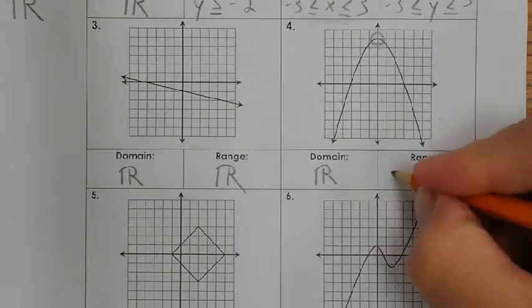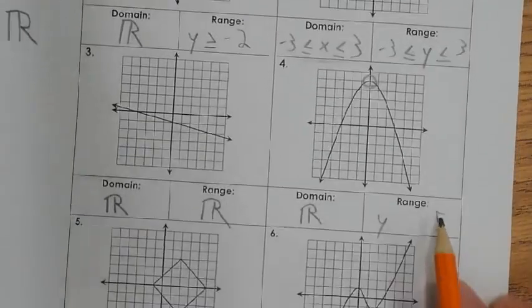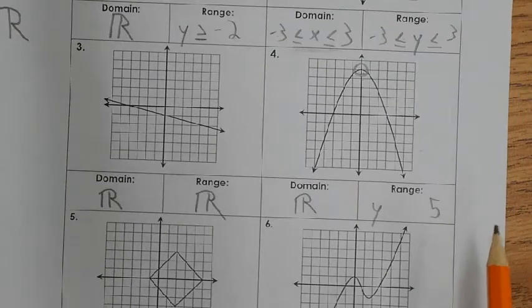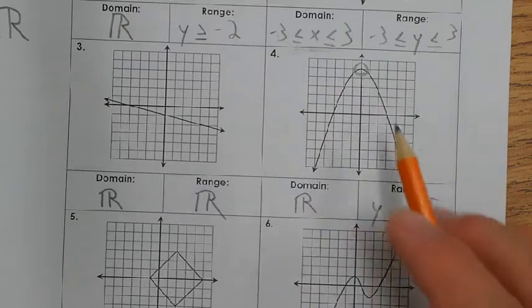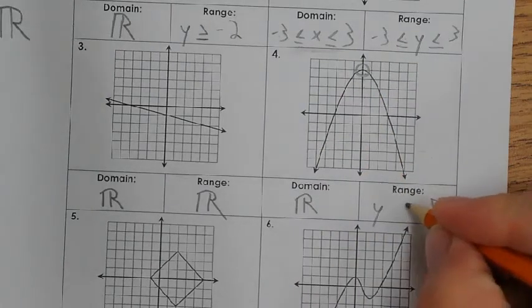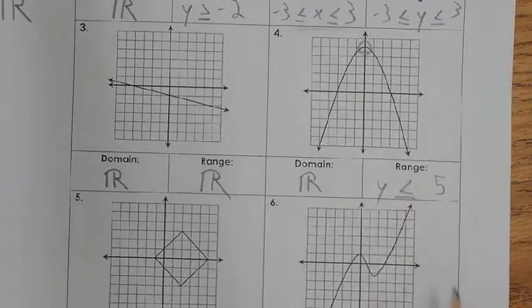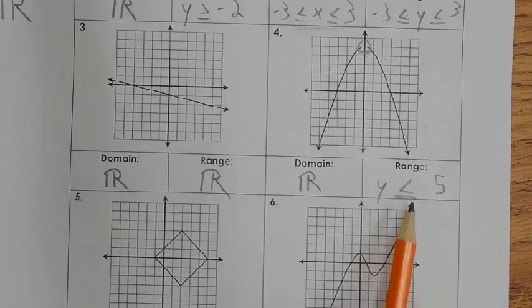And who has a guess of what it's going to be? Y is what, 5? Greater than? Do the y values get bigger after 5? Oh, y is less than. They get smaller, so it's less than or equal to. And it's always going to be or equal to on these. So it'll never just be less than or greater than. It will always be or equal to.